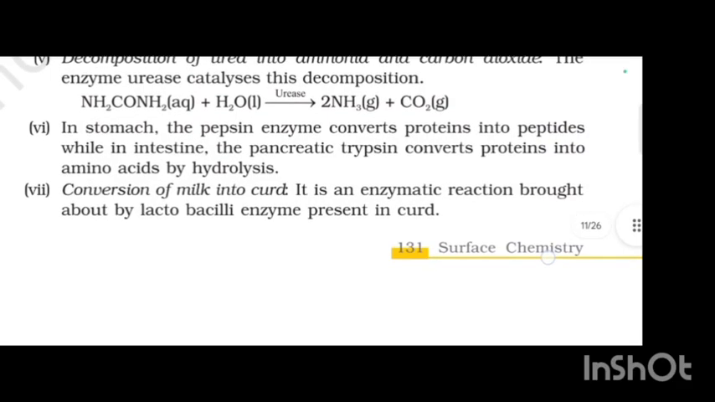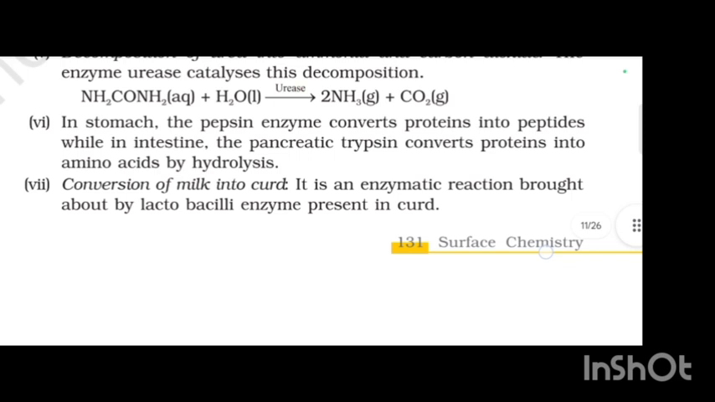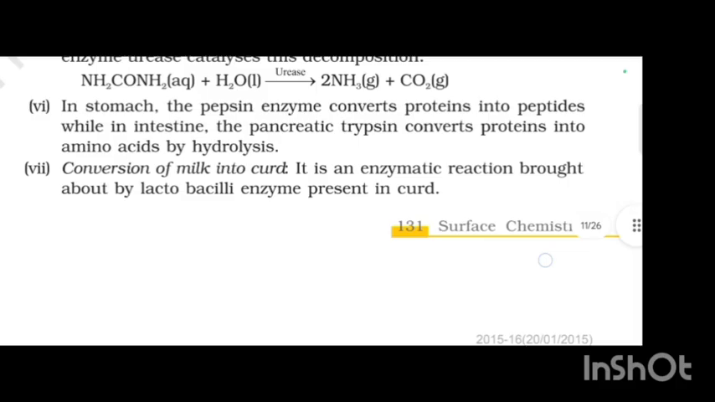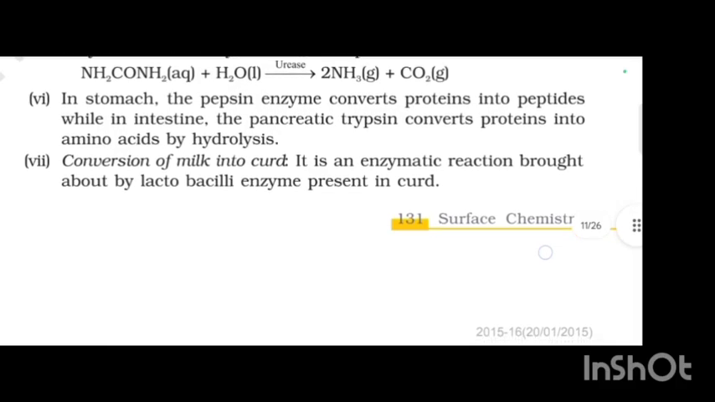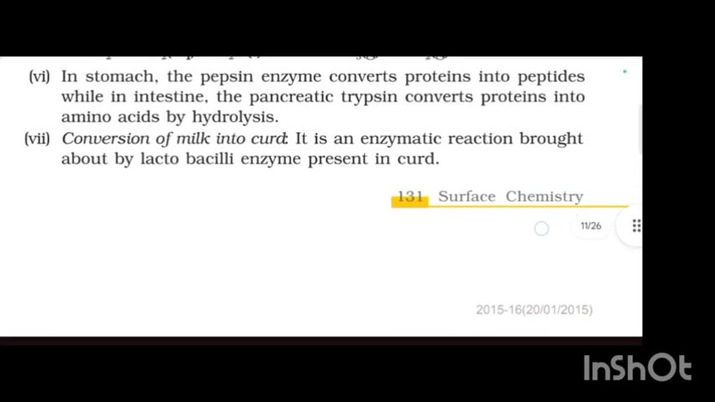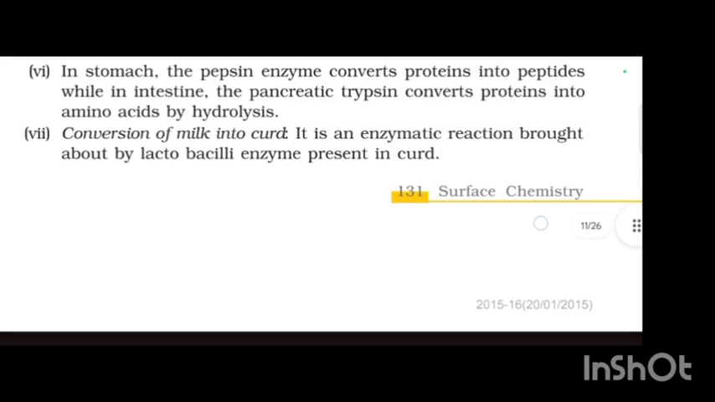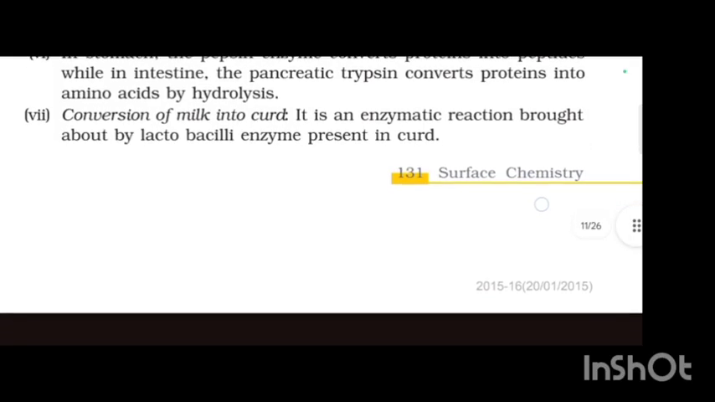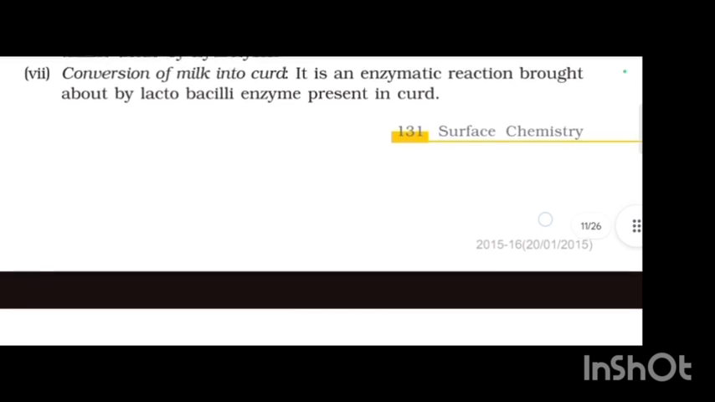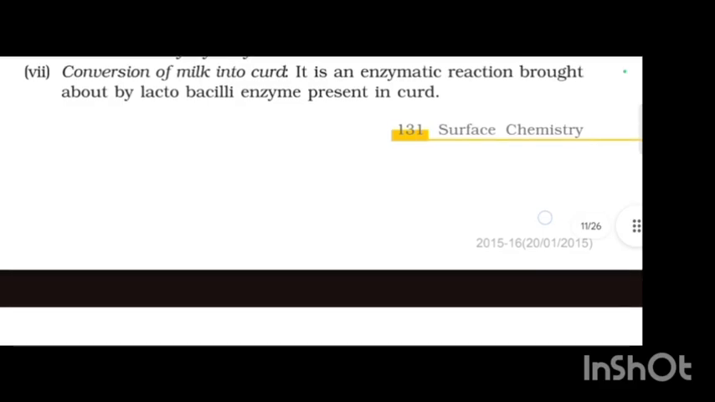The enzyme urease catalyzes this decomposition. NH2CONH2 aqueous plus H2O liquid in presence of urease gives 2NH3 gas plus CO2 gas. Sixth, in stomach, the pepsin enzyme converts proteins into peptides, while in intestine, the pancreatic trypsin converts proteins into amino acids by hydrolysis. Seventh, conversion of milk into curd. It is an enzymatic reaction brought about by lactobacilli enzyme present in curd.